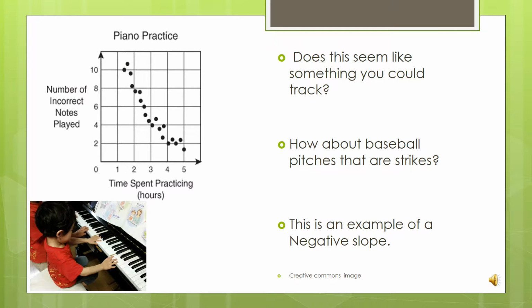This is an example of a negative plot. Do musical notes and mistakes along with the hours of practice seem like something you can track? Yes, you can actually plot this out very easily. We will think of our own examples later on, but for now, this is a fairly strong correlation.